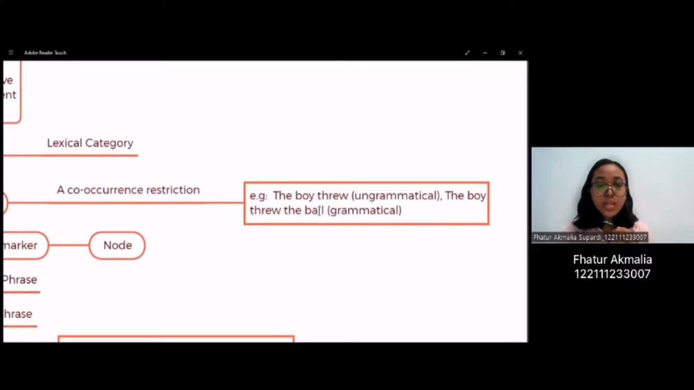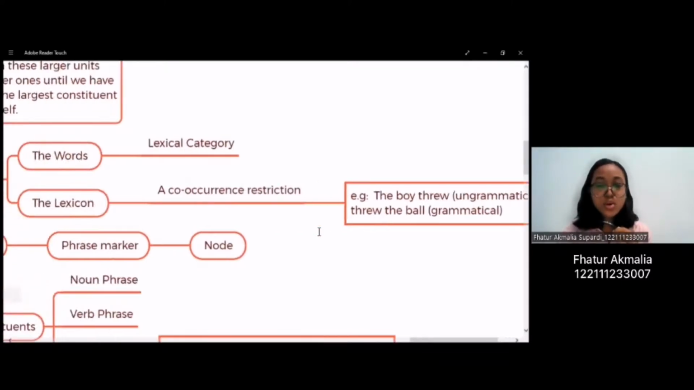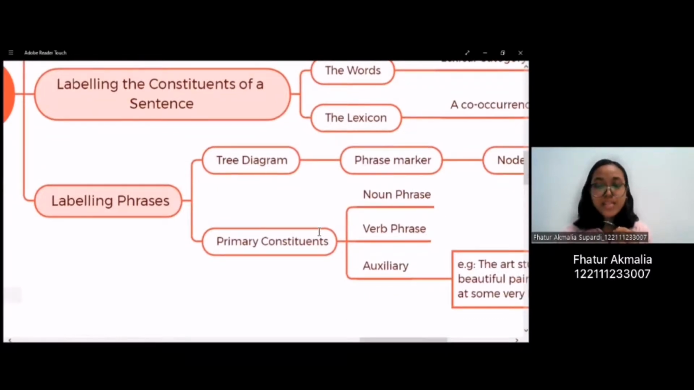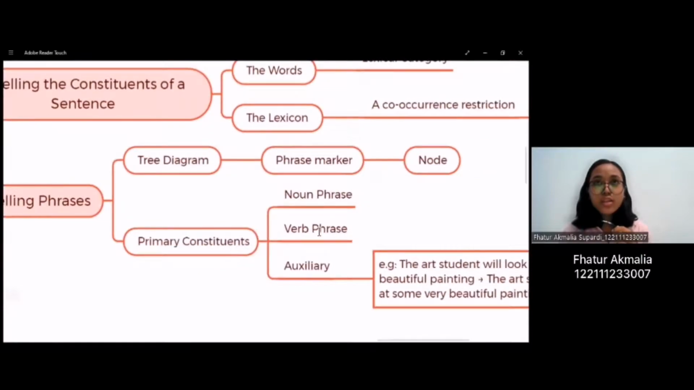And then we talk about labeling phrases. A phrase can be labeled as a noun phrase, verb phrase, adjective phrase, and others. The phrase constituent structure along with the label of each word can also be represented in a tree diagram. A tree diagram is an illustration in the form of an upside down tree shape that shows the constituents of an utterance, with the most general at the top and more specific constituents at the bottom of the tree. A tree diagram that specifies the function of each constituent is called a phrase marker. A node is a point in a tree diagram at which branching occurs.